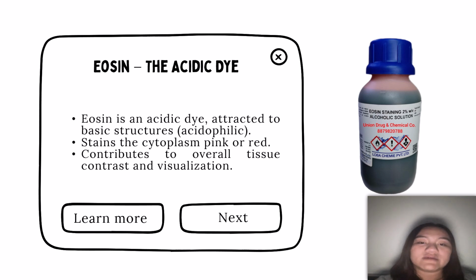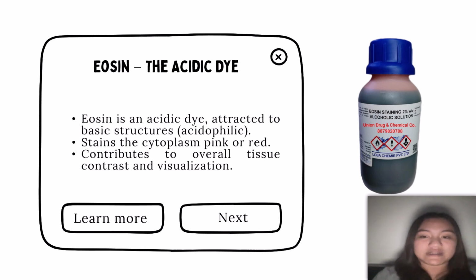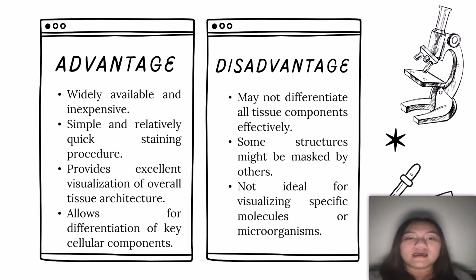While the eosin is the acidic dye that is attracted to basic structures, which is acidophilic, that stains the cytoplasm pink or red. It also contributes to overall tissue contrast and visualization. The advantage of H&E is it is widely available and inexpensive, simple, and a relatively quick staining procedure. It also provides excellent visualization of overall tissue architecture, and it allows for differentiation of key cellular components.